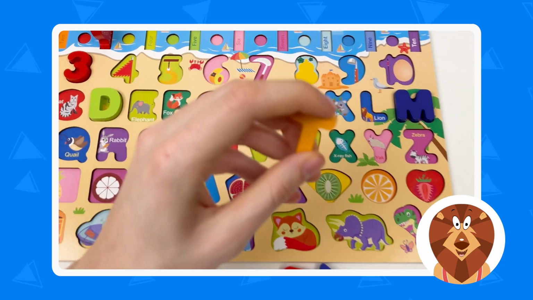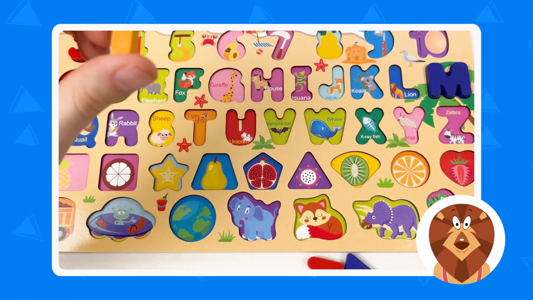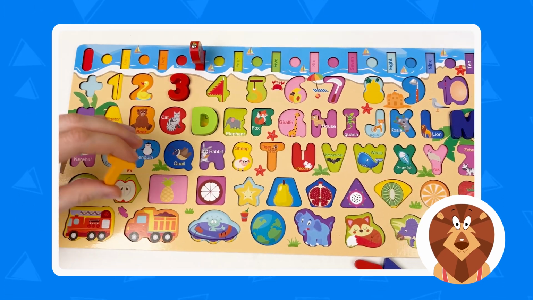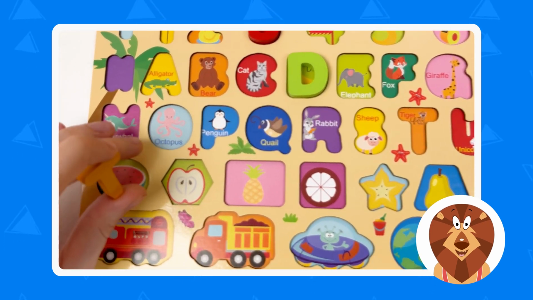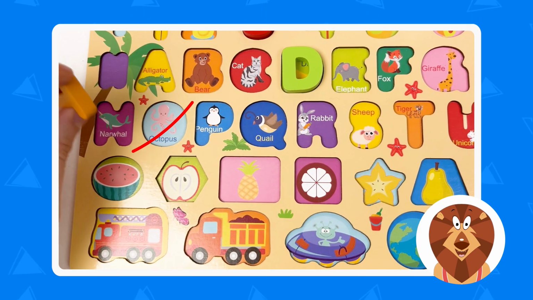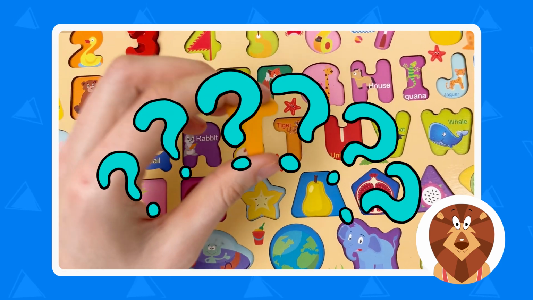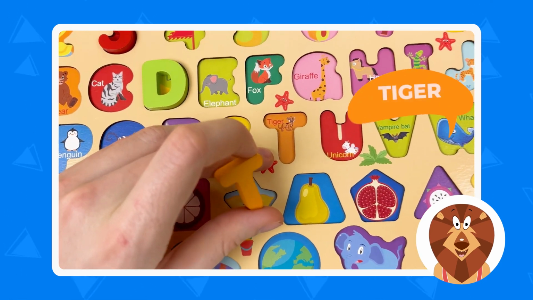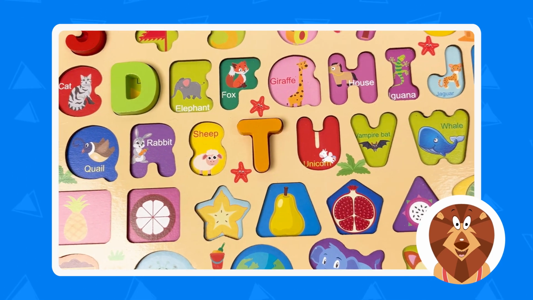And the next letter that we're going to take is the letter T. And let's look where we can place the letter T, where we can fit it. So we have, let's say, octopus, and octopus starts with the letter O, but O is not the letter T, no. So let's look around. What animal do we have for the letter T? Tiger, yes, T, tiger. Great, well done.